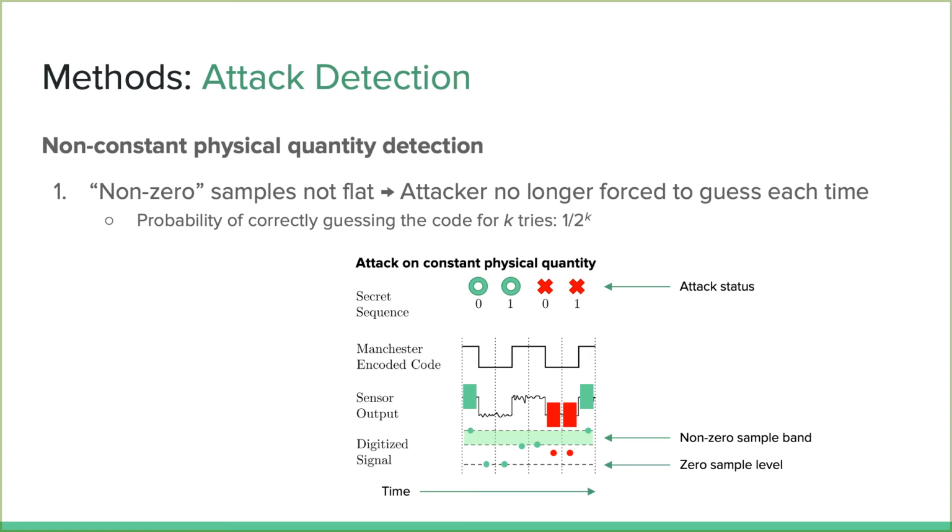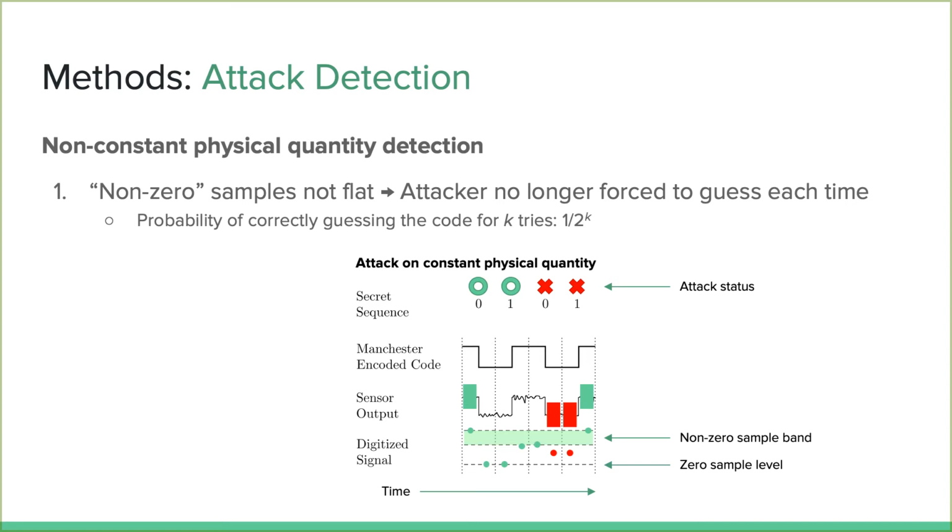Because we can't leverage the flatness of when the sensor's turned on, we now have this band where we don't know if an attack is going on in the non-zero samples. So essentially, the attacker doesn't need to insert EMI each time now. You can see that the second submeasurement passes because we can't detect that lack of EMI that they didn't put in.